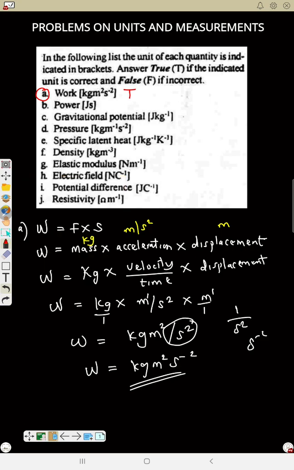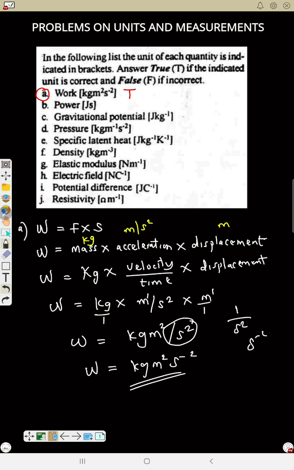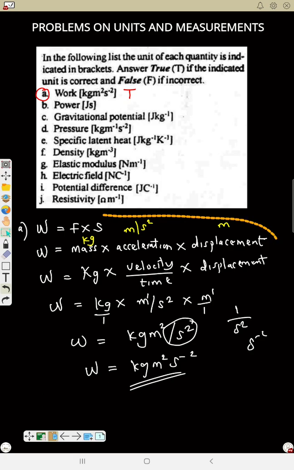So A is true. Now let's see the B. B is power. What is power? Power is work over time.